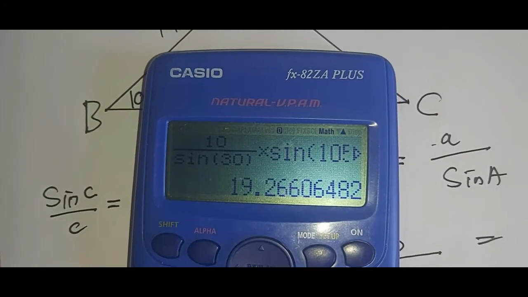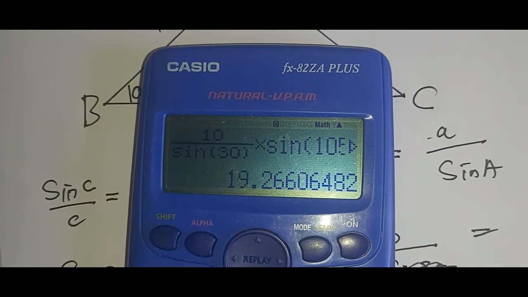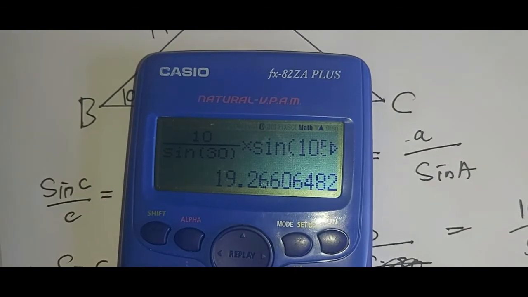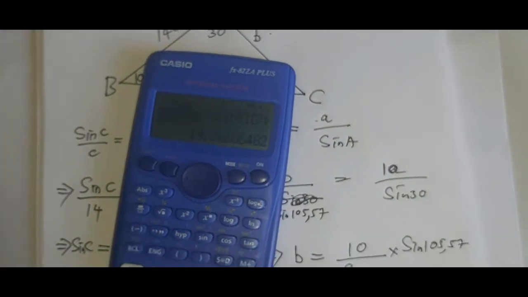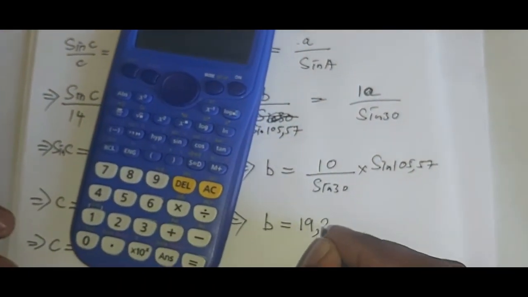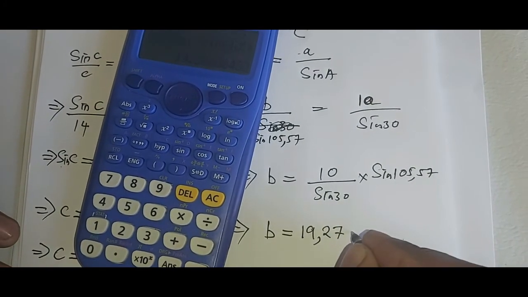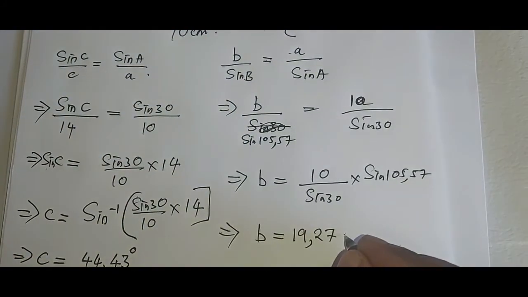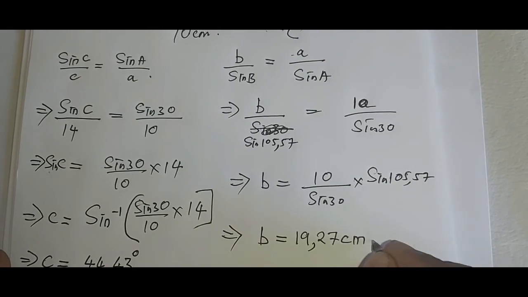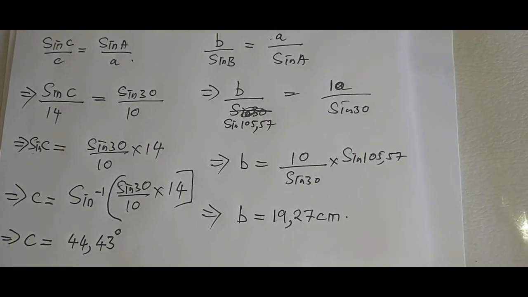Can you see how much I'm avoiding rounding off? Then straight away our final answer to 2 decimal places will be 19.27 centimeters. So that is our work on the sine rule.